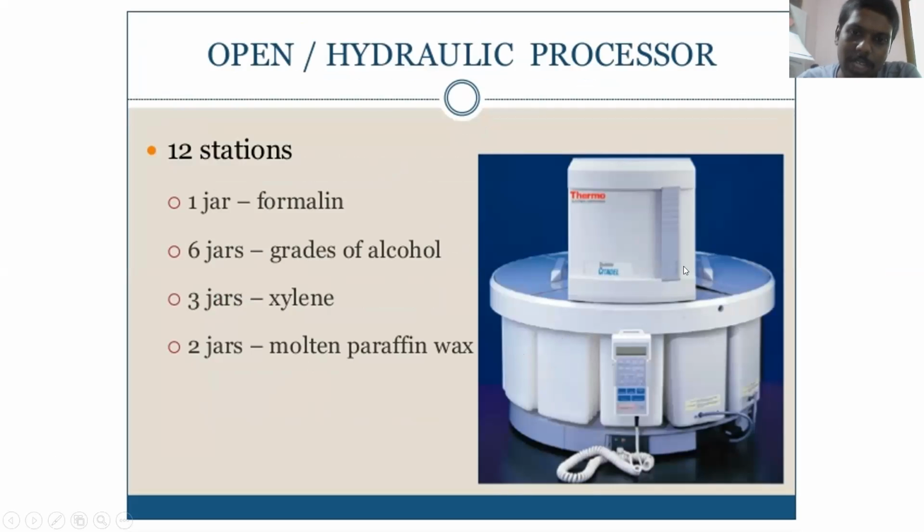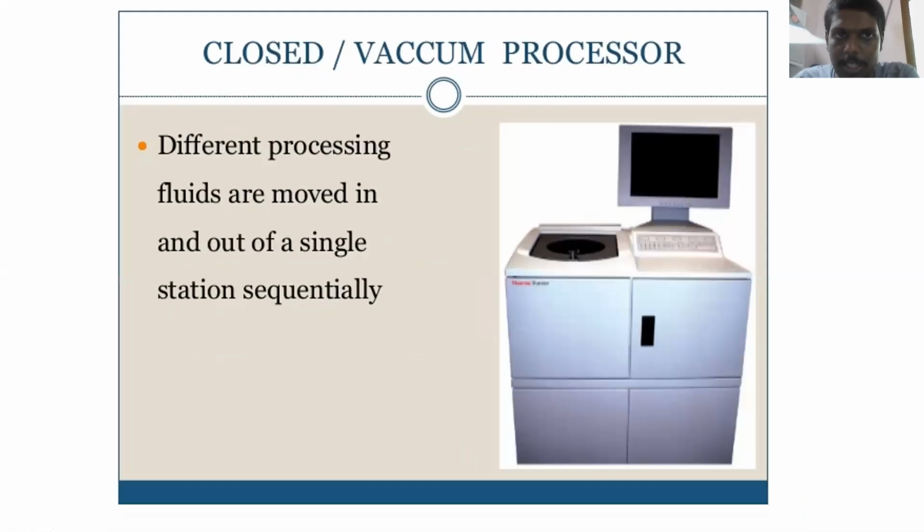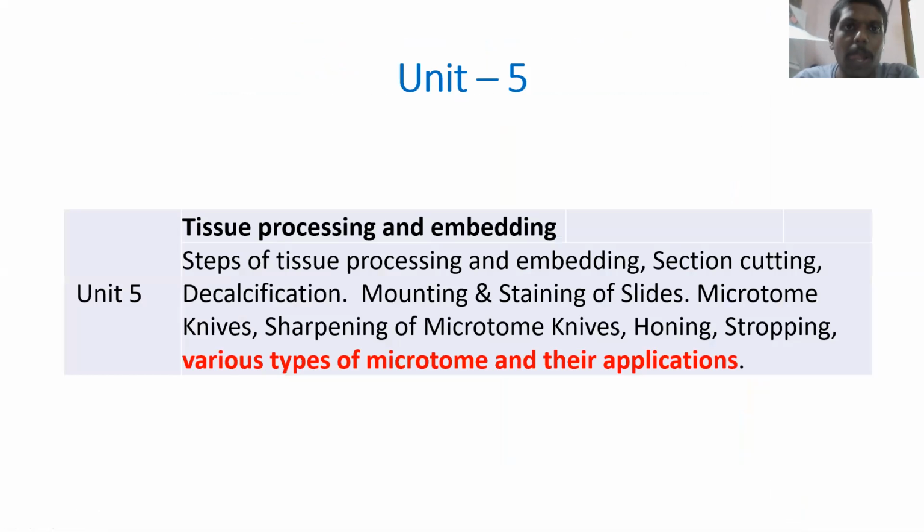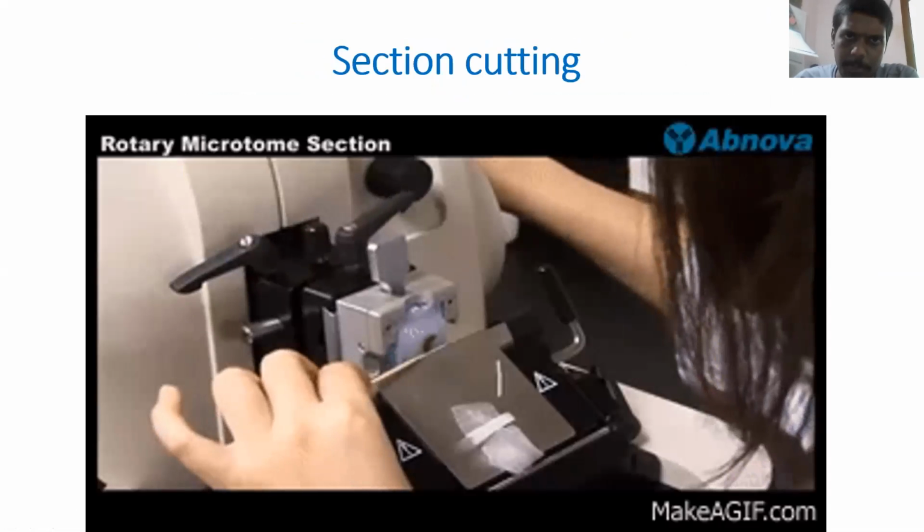In total it will have 12 stations or 12 jars, and at regular intervals of time, they will suspend the tissue in different jars containing different solutions such as xylene, alcohol, liquid wax, etc. Right? So this is all about the open and closed automatic tissue processors we have. Then in unit 5, we have tissue processing. The next step will be section cutting.